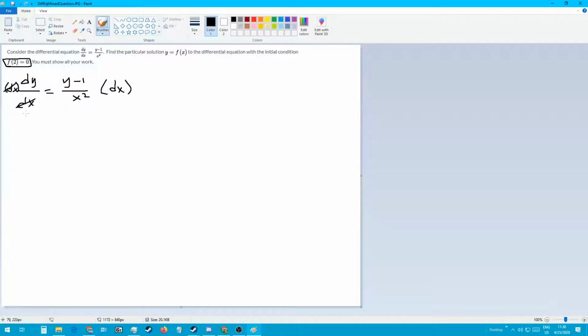This cancels, we get dy equals dx times (y minus 1) over x squared. We multiply both sides by x squared. Actually, we don't do that, because then what's the point of isolating the variables? So what we do is we multiply both sides by 1 over y minus 1.